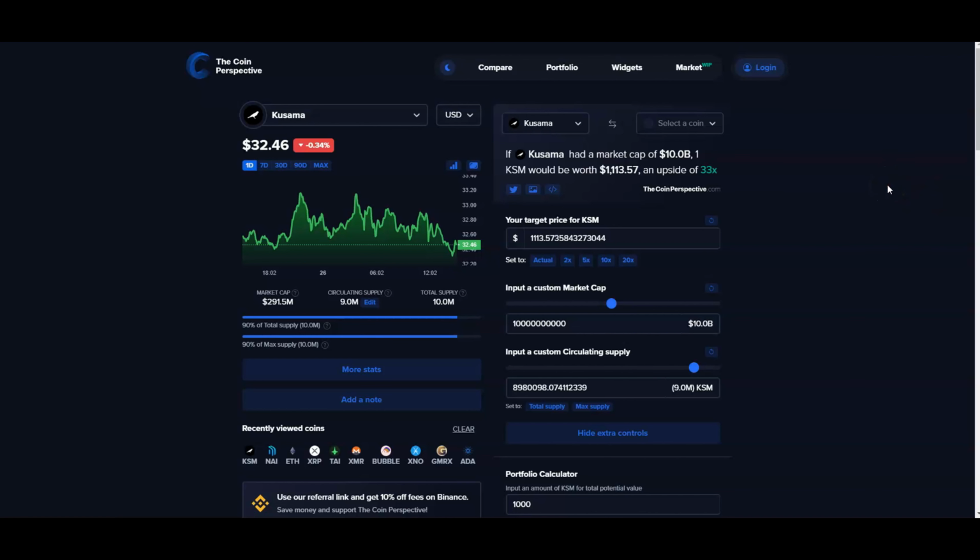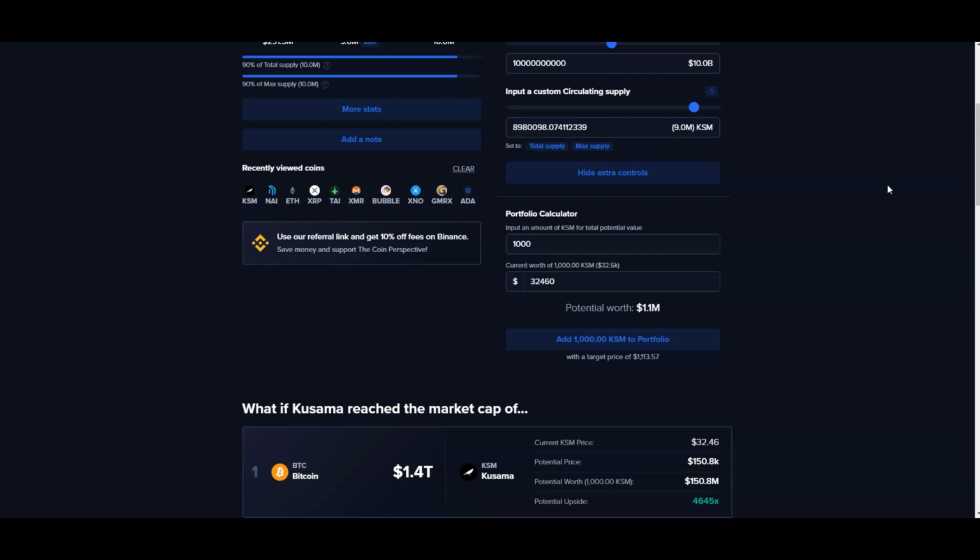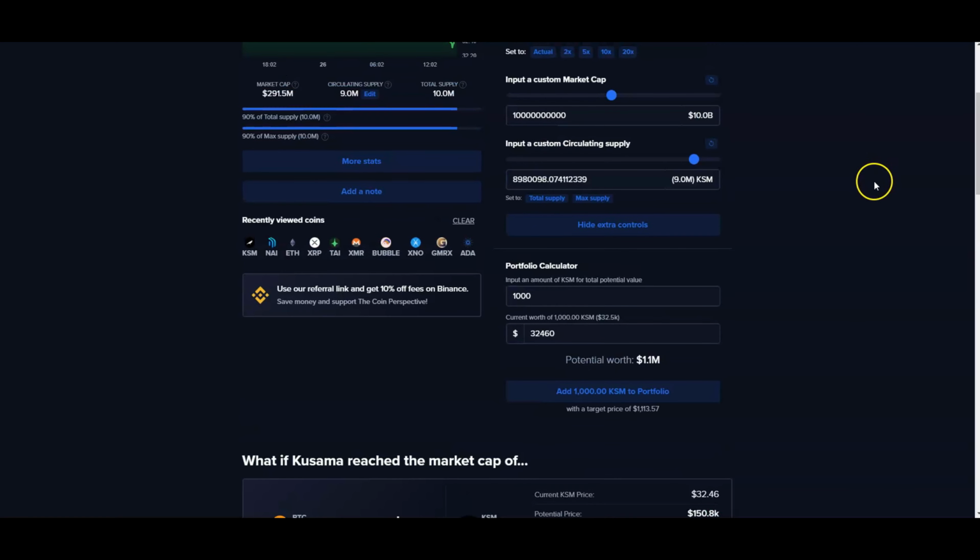Seems a little bit more decent, right? Of course, you're going to need right under 1,000 Kusama tokens to become a millionaire, right? That isn't too bad. Some people do have a lot of Kusama laying around from back when it was very cheap, or when they were holding from the last cycle, right?